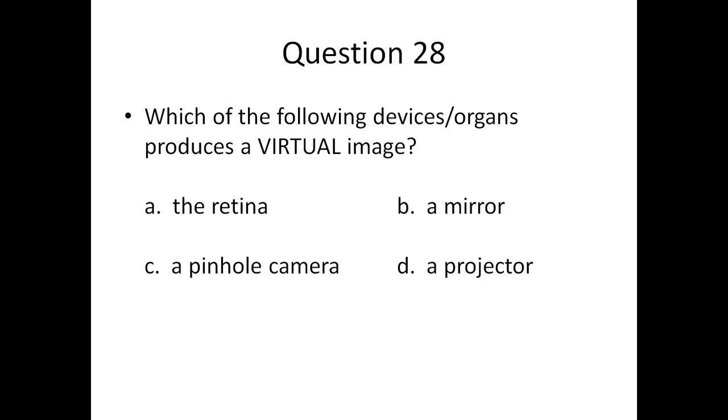Question 28. Which of the following devices or organs produces a virtual image? A, the retina, B, a mirror, C, a pinhole camera, D, a projector.